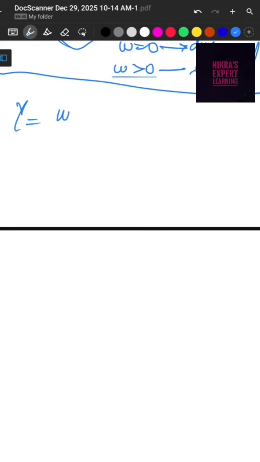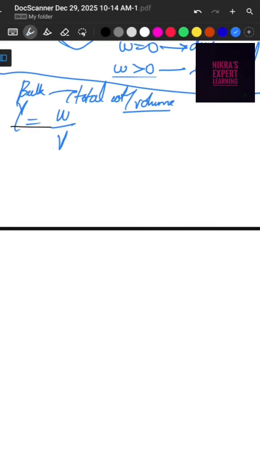Density is always weight by volume. So when I am talking about bulk unit weight, it is also defined as total weight per volume. Also known as wet unit weight or total unit weight. So when I am saying bulk, it can be called wet or total unit weight. Okay, it is simple one.